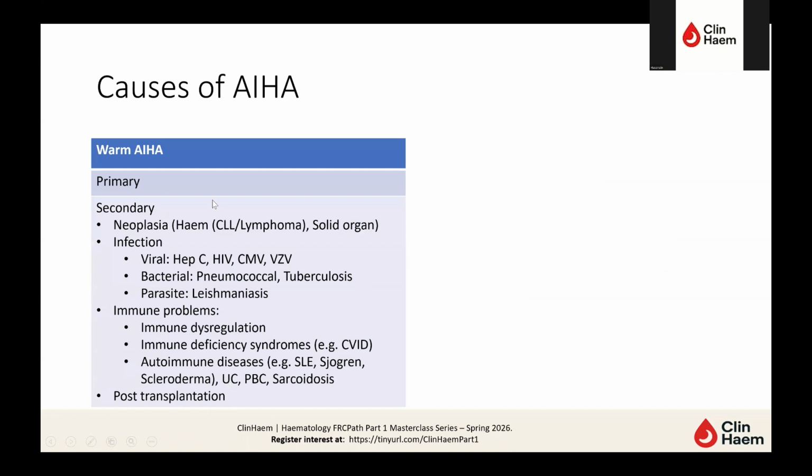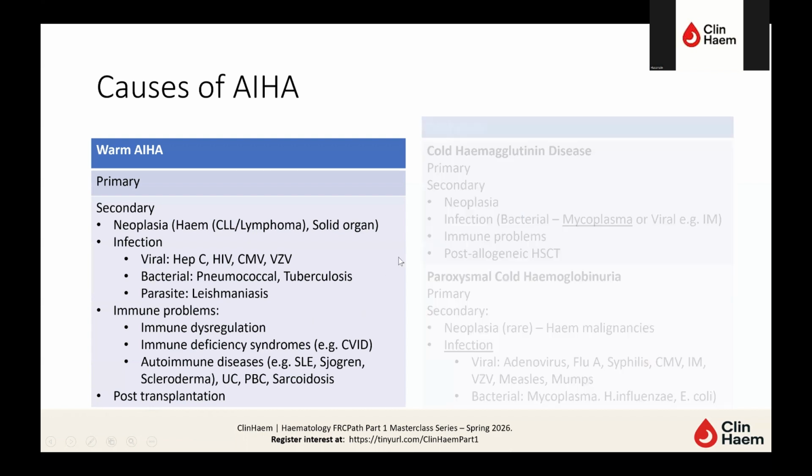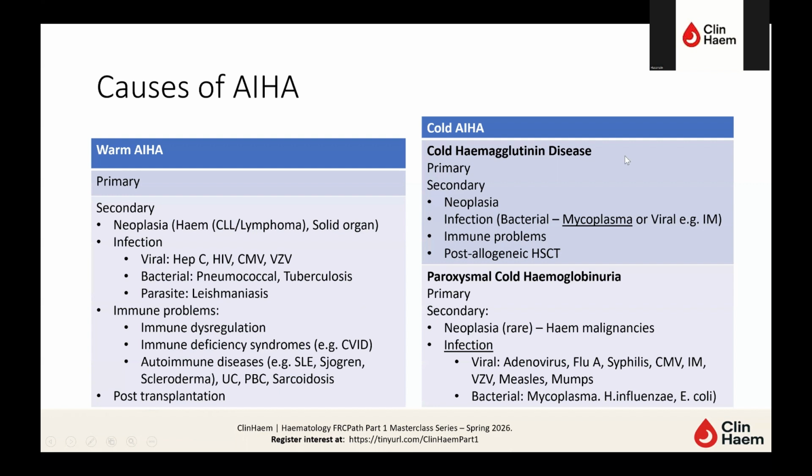This will actually tell you what tests to do when you're looking for a secondary cause as well. So warm can be primary or secondary to a neoplasia, infection, immune problems, especially autoimmune diseases, especially in young patients or young adults, or otherwise suggestive from history. Immune deficiency syndromes are also important. Post-transplantation, of course, is again an immune problem, but I've listed it separately so that we don't miss it. Similarly, cold hemagglutinin disease can be primary or secondary to similar problems, and paroxysmal cold hemoglobinuria can be primary or secondary to infection or cancer.